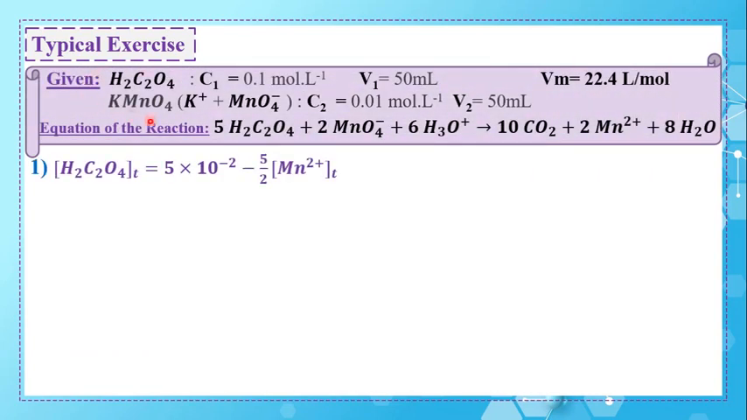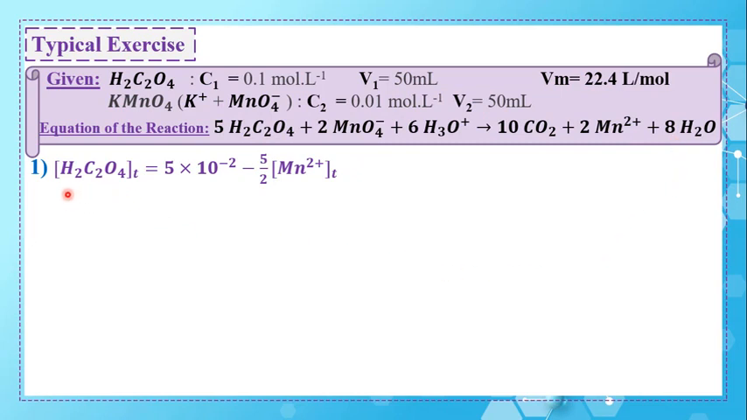We have here the given of the exercise. We have the 2 reactants, oxalic acid and potassium permanganate. We have their concentration and the volume of the solution. We have V molar equal 22.4 liter per mole, and the equation of the reaction that takes place. Let's see the first relation that we have to verify.